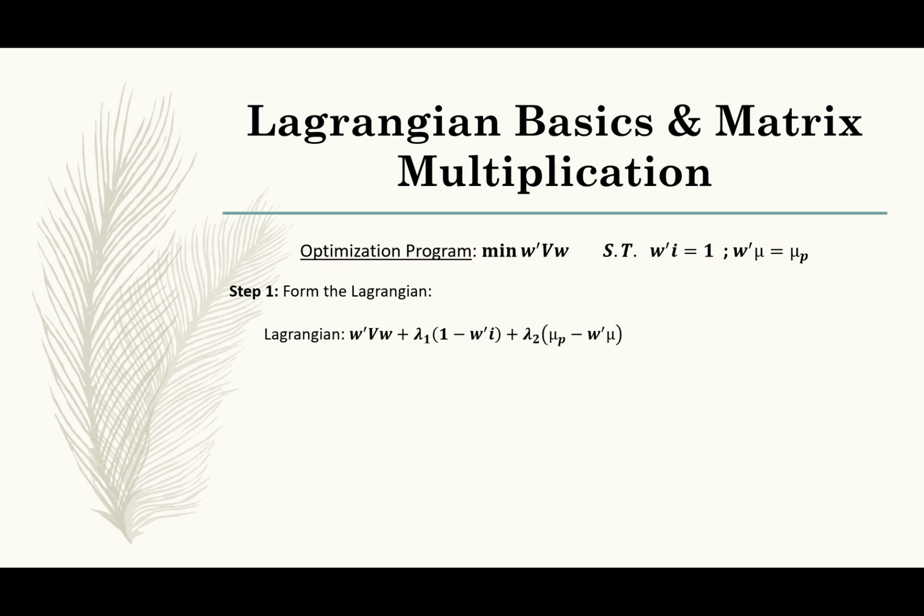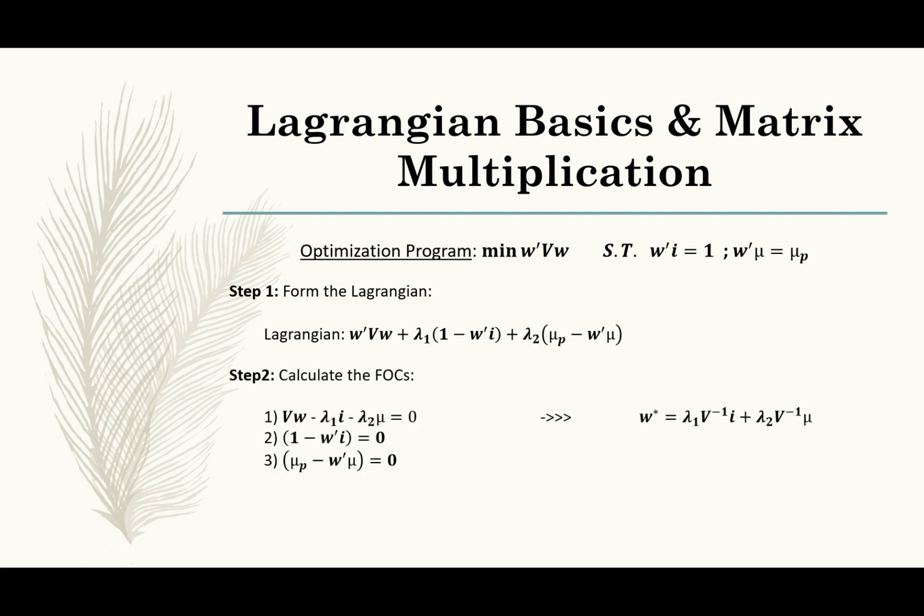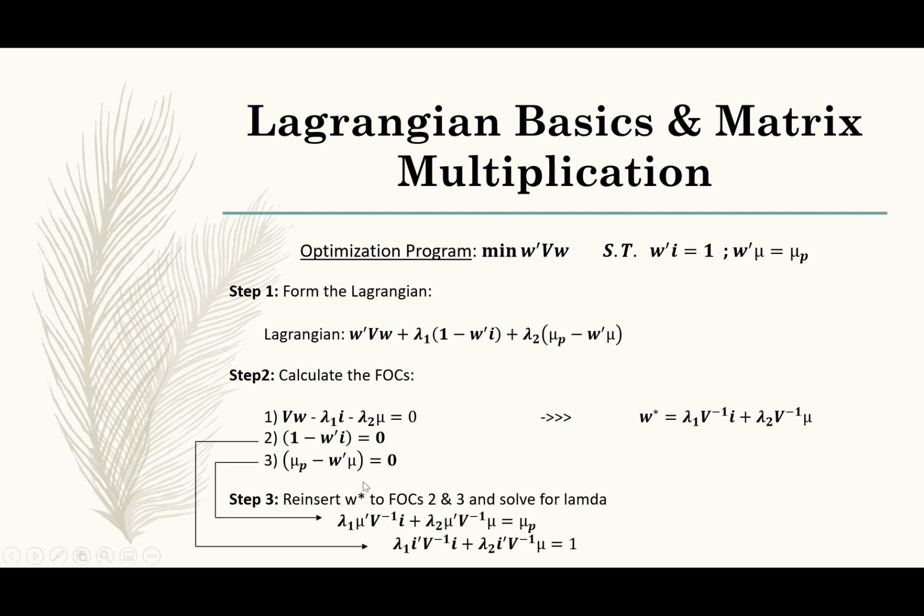Now that we've formed the Lagrangian function, we're going to work to find the solution of the constrained minimization problem by taking the first order derivatives with respect to w, lambda 1, and lambda 2. The result is the following three first order conditions, and the first equation can actually be rewritten in terms of optimal w, or the optimal weights. Now noticing that the optimal w is found also in equations 2 and 3, we can reinsert w star into the first order conditions 2 and 3, and we now have two equations with two unknowns, which are lambda 1 and lambda 2.